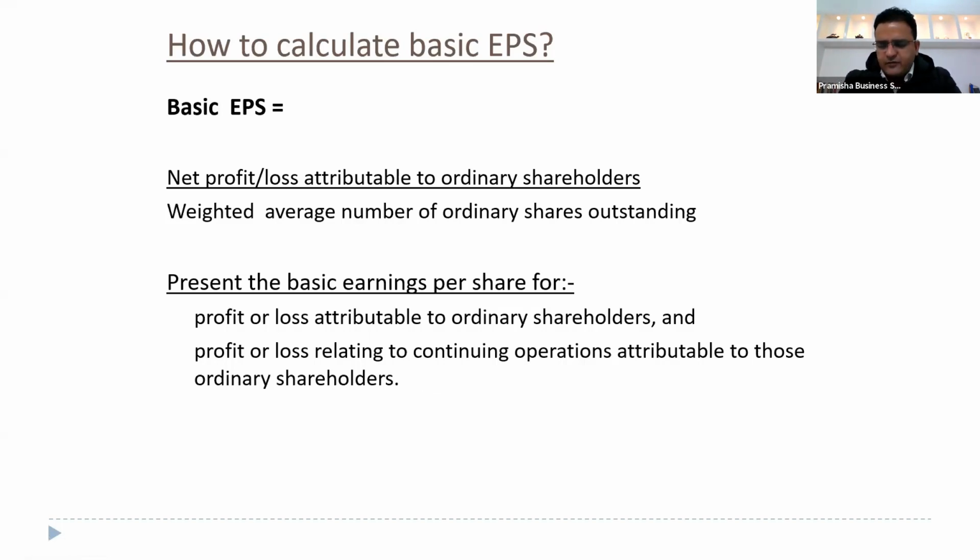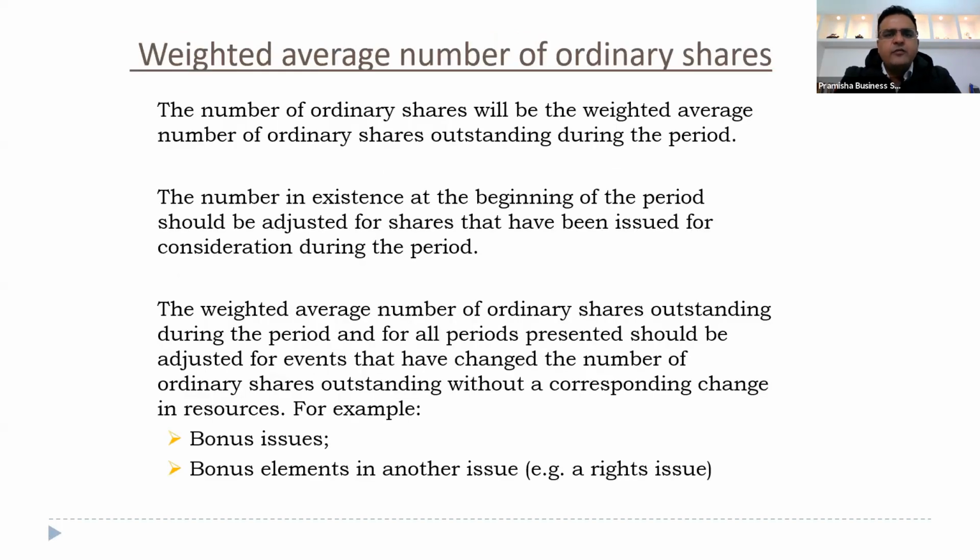We'll discuss an example on what is weighted average. So the number of ordinary shares will be the weighted average number of ordinary shares outstanding during the period. The number in existence at the beginning of the period should be adjusted for shares that have been issued for consideration. What it really means is that if there were 100,000 shares in issue at the beginning of the year, and after 3 months they issue 20,000 more shares, what will happen? Will the company receive more money? And if the company receives more money, there are chances that the earnings will increase.